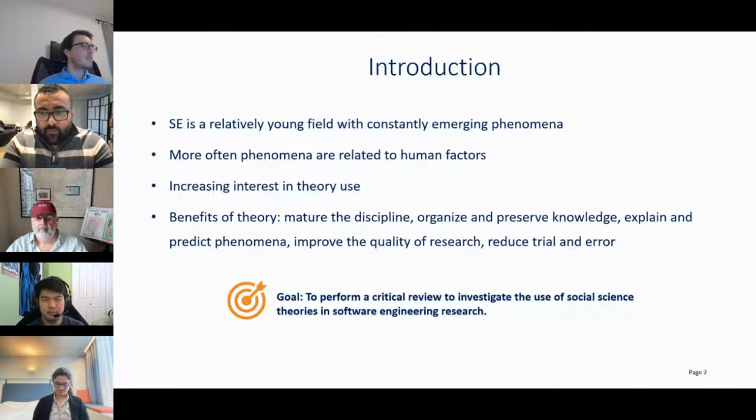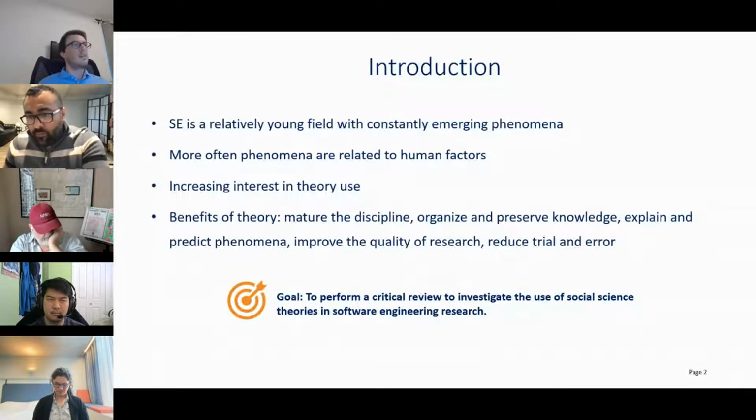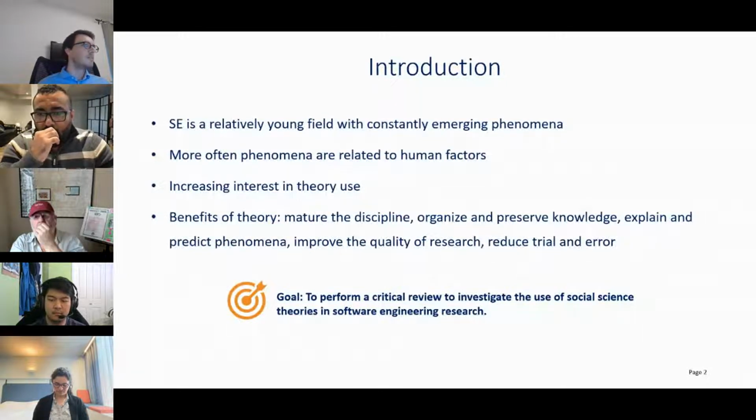There have been, for instance, a number of theory workshops and special sections in journals on theory in software engineering. And that's no surprise because there are many benefits of incorporating theory into research. We are able to mature the discipline, to organize and preserve knowledge, explain and predict phenomena, and improve the quality of our research while reducing the need for trial and error. And given the increasing importance of both theory as well as social factors, we wanted to investigate the use of social science theories by performing a critical review of existing literature.